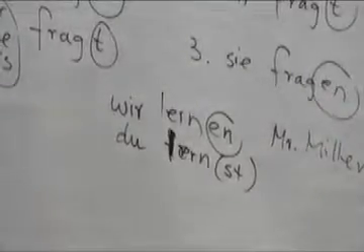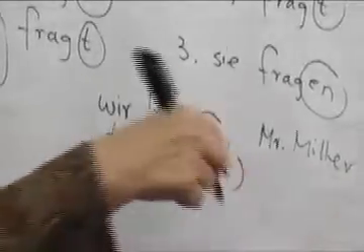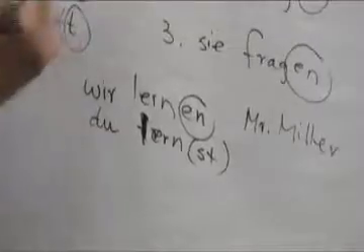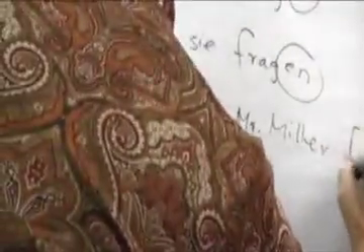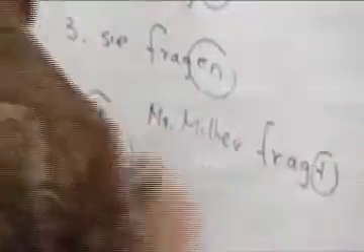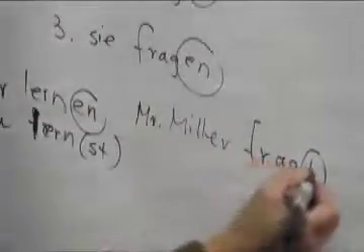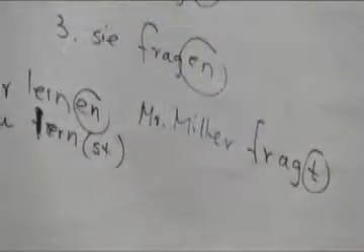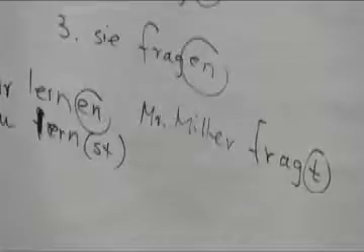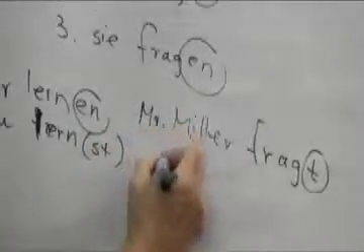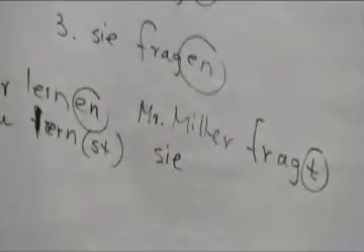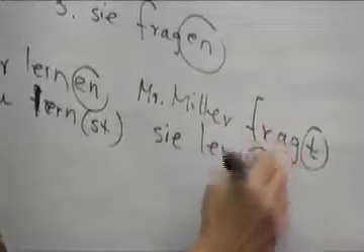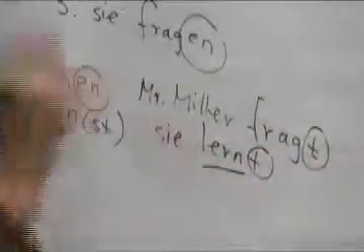Where would we go? Mr. Miller, we know he's a man, right? So we have to look for the pronoun, er. So the personal ending would be t, right? Mr. Miller lernt. Now we are not talking to him, we are just talking about him right now, okay? There we go. If we say, she is learning German, how would we say that? Sie, and here we know we mean she, right? Sie lernt Deutsch. Again, stem, personal ending.